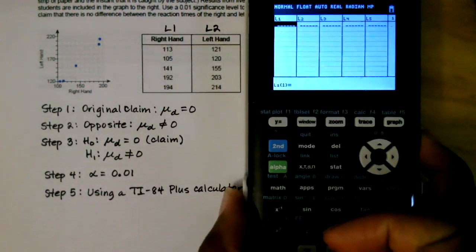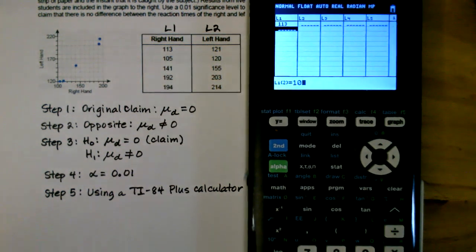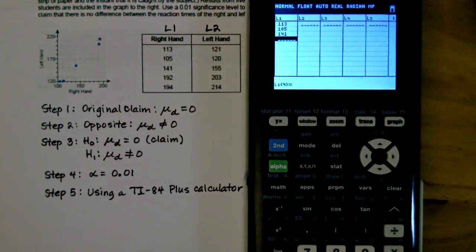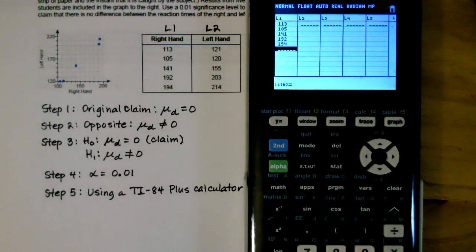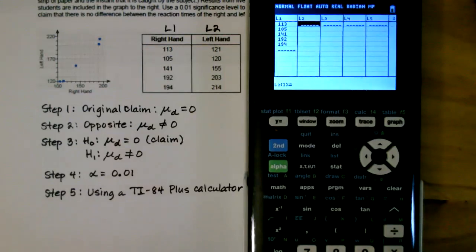Okay, so here in L1, we'll start with 113 and then 105, 141, 192, 194. Okay. Use my right arrow key to go to L2. Type in those data values: 121, 120, 155, 203, 214.